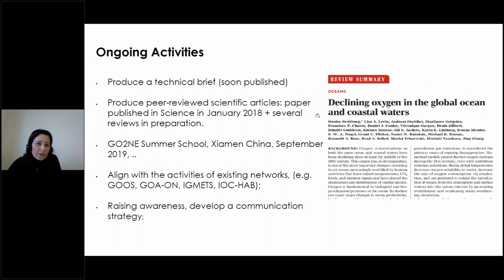So we have a technical brief that is in press now, to be published very soon. We have review papers. One has been published recently in Science in January. You can see here, "Decline in oxygen in the global and coastal ocean." There are several other reviews in preparation. We are also organizing the GO2NE summer school in China in September 2019. It will be for PhD students.